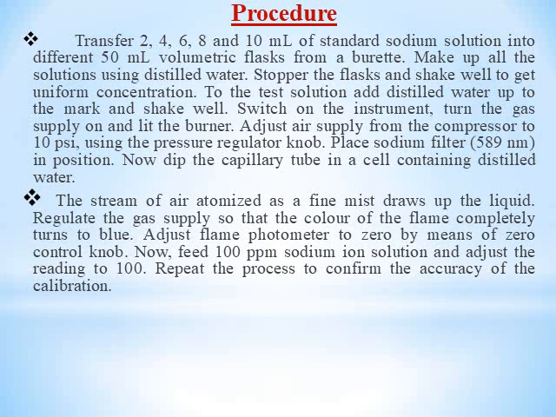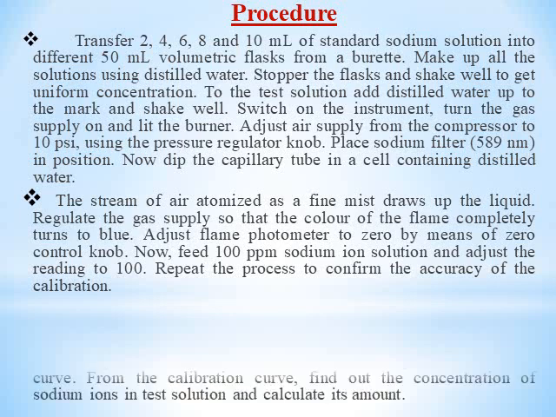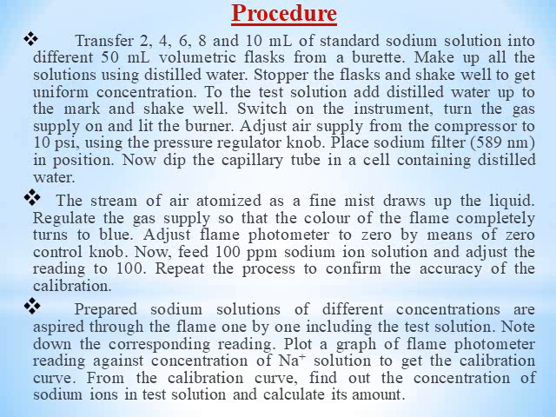Now 100 ppm of the sodium ion solution is inserted into the flame, and the reading is adjusted to 100. Now this procedure is repeated to confirm the accuracy of the calibration. Once it is calibrated with the help of 100 ppm of sodium chloride solution, the instrument is adjusted first to 0, then to 100, and then the instrument is calibrated.